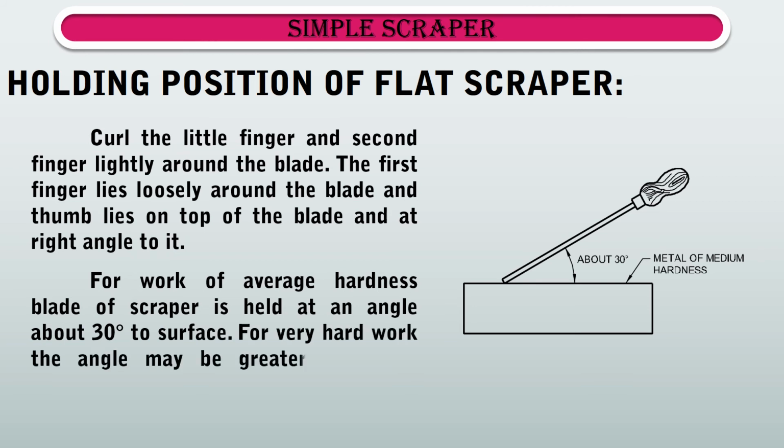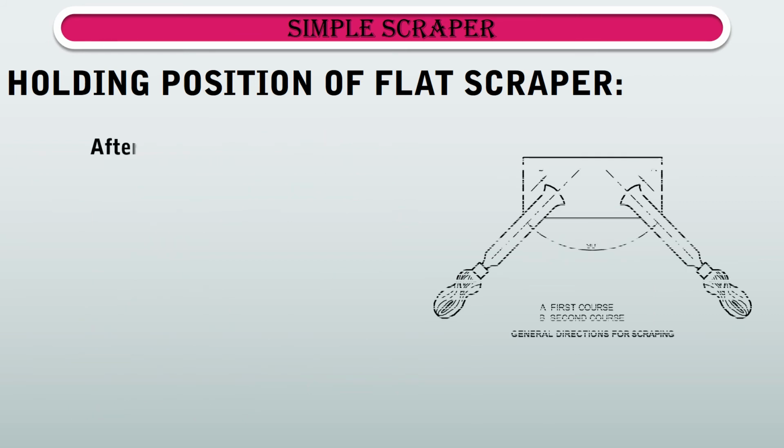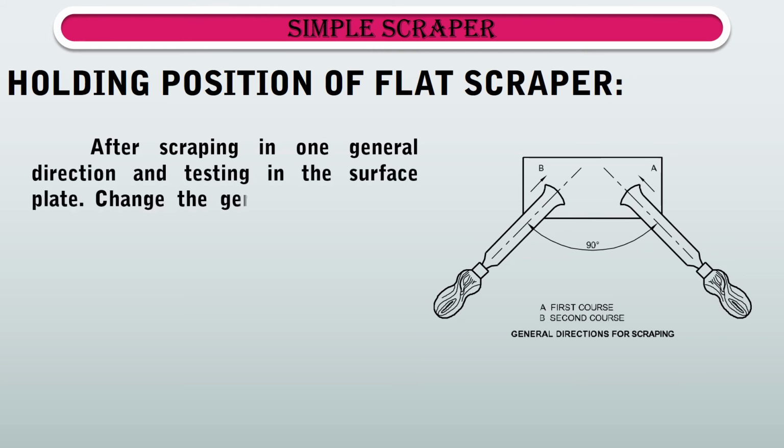For very hard work, the angle may be greater, while for softer metals, this angle may be decreased to about 20 degrees. After scraping in one general direction and testing on the surface plate, change the general direction of scraping by about 90 degrees.